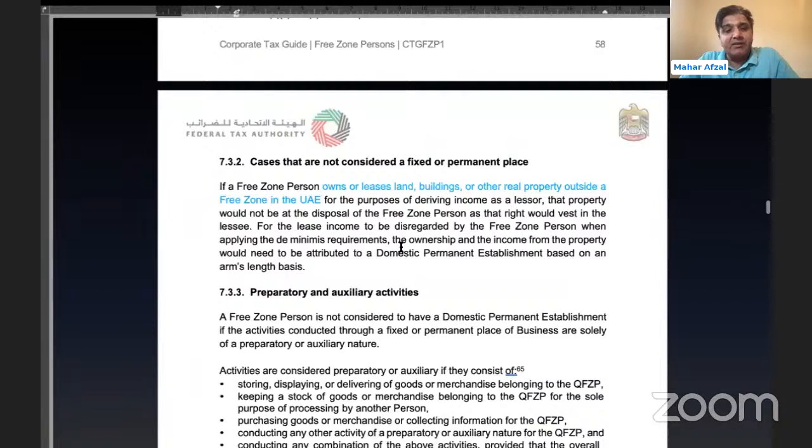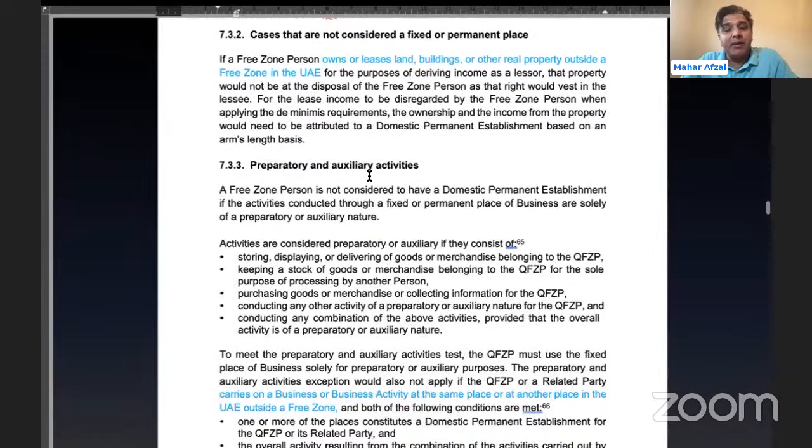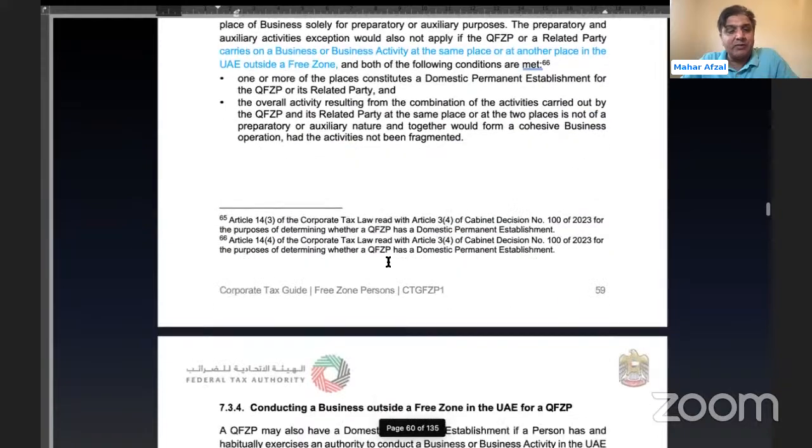Cases that are not considered a fixed PE. Basically, if there is a support office of the free zone person on the mainland that is just providing them support services, it will not be considered a PE. They have defined this, and we have already discussed it previously when we were discussing the PE. This is the same thing, no change, basically. If there is a support office, it will not be considered a PE. Otherwise, it will be considered a PE. They have mentioned preparatory and auxiliary activities here as well.